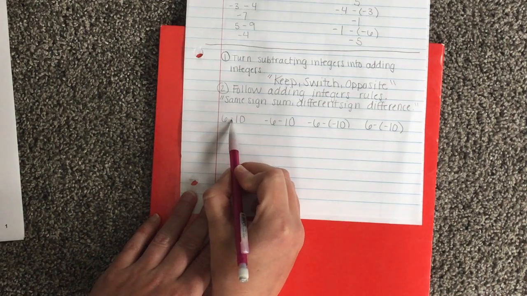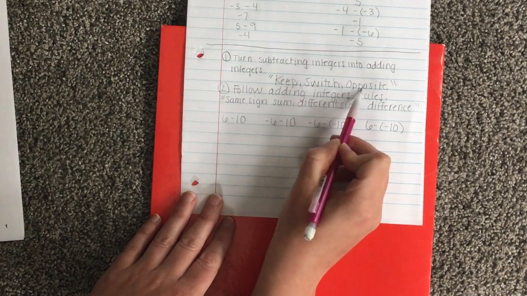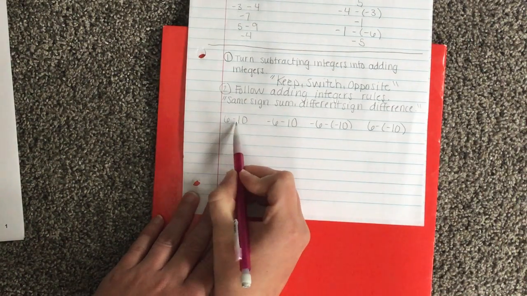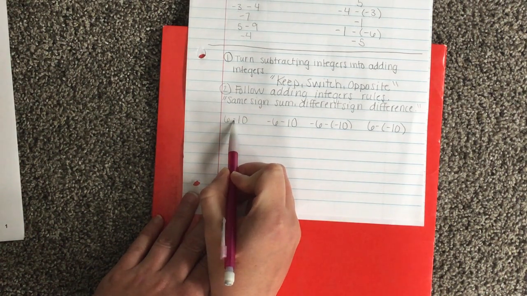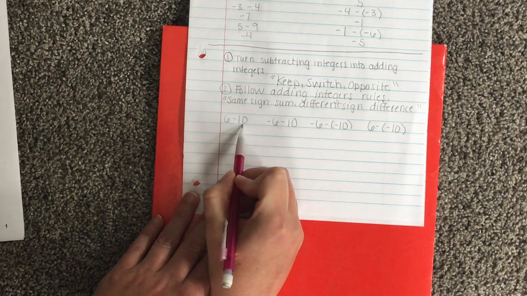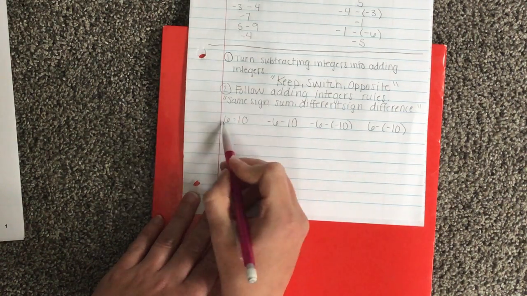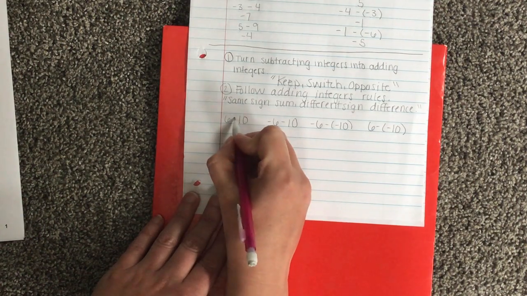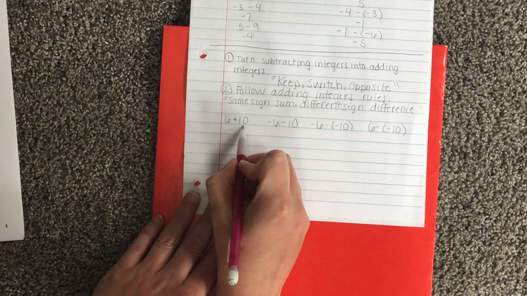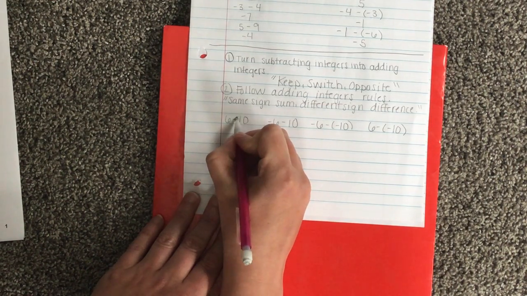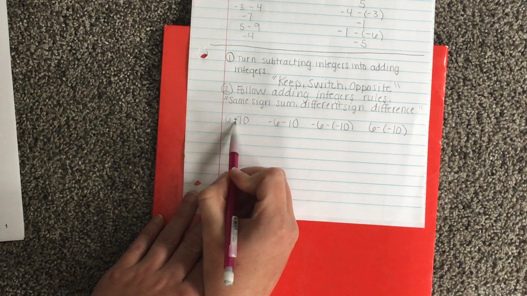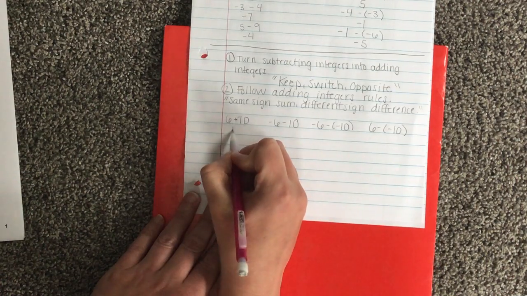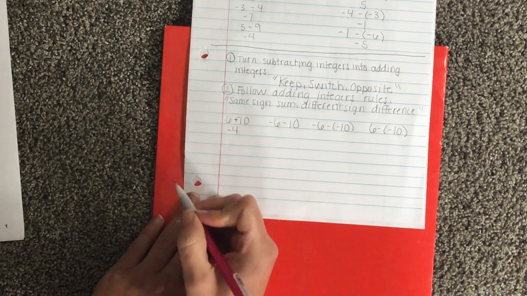To turn subtraction problems into adding integer problems, you use the phrase keep, switch, opposite. Notice there are 3 words and there are 3 parts of this problem. Keep is assigned to the first number, switch is assigned to the sign, and opposite is assigned to the last number. So keep the first number the way it is, switch subtraction to addition, and take the opposite of the second number. The opposite of a positive is a negative. Once you turn it into adding integers, you follow adding integer rules. Different sign difference means I subtract. The bigger number is negative, so my answer is negative.